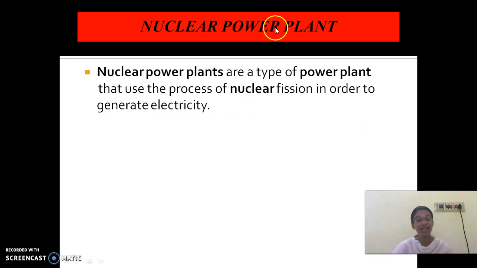Next thing is the nuclear power plant. Is this safe? No, this is not safe. A nuclear power plant uses nuclear fission energy. I said to you, right? Fission is nothing but splitting up. Fusion is nothing but joining.